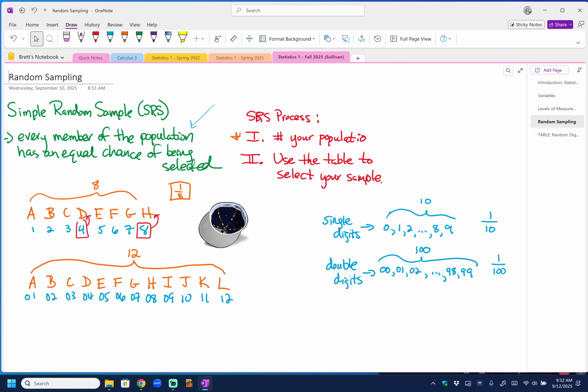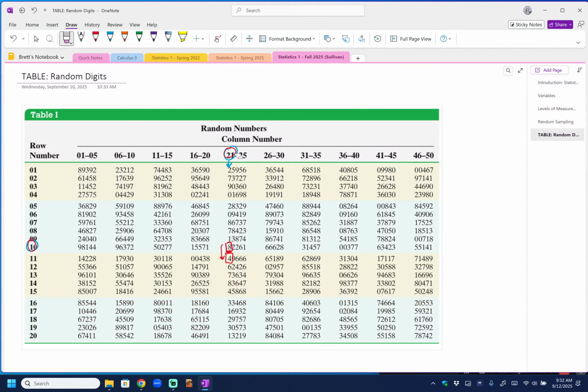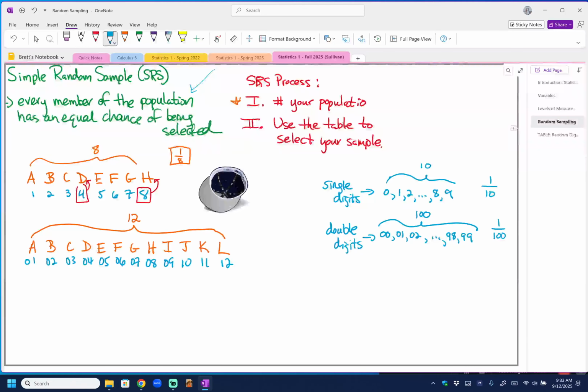Okay, so how will we pull off random selection in a scenario where there are 12 items and we're using double digits? Let's see what that looks like on our table. Let's change our column. We'll stay in the same row, just to make things a little bit easier. Let's say we went over to column 12, which is right here. If we make our way down, the number we come to is 0. But because we're picking 2-digit numbers, we also include the next column. The first number we come up with is 02, which is letter B, so it would be in our sample.